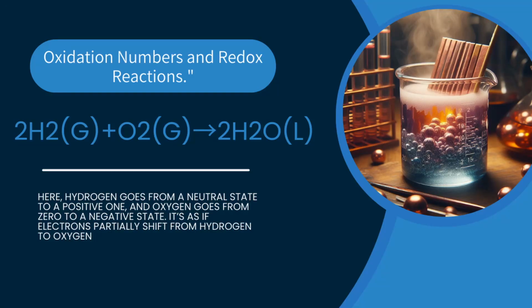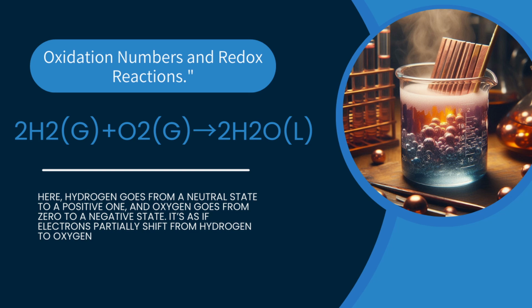Oxidation number is an essential tool in understanding electron transfer in chemical reactions. Oxidation numbers help us track the gain or loss of electrons in atoms within a compound. Take for example the reaction of hydrogen and oxygen to form water. Here, hydrogen goes from a neutral state to a positive one and oxygen goes from 0 to a negative state. It's as if electrons partially shift from hydrogen to oxygen.